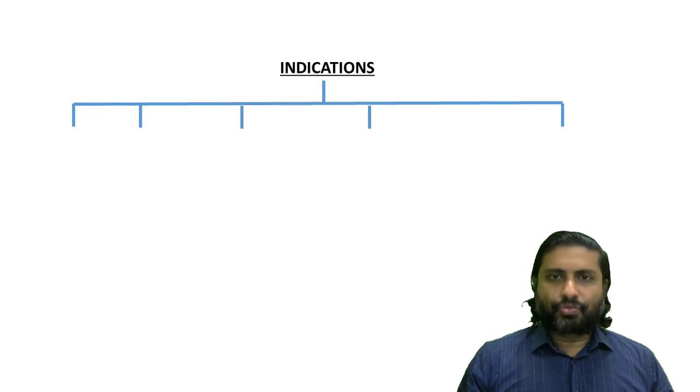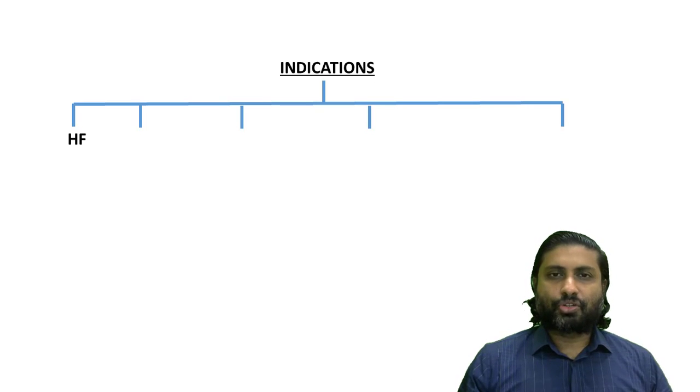Now, there are many indications for loop diuretics, the most important one of which would be heart failure, particularly heart failure with reduced ejection fraction. There will be detailed lectures on heart failure later, and we shall see there that loop diuretics are very, very important drugs in the management of heart failure with reduced ejection fraction.